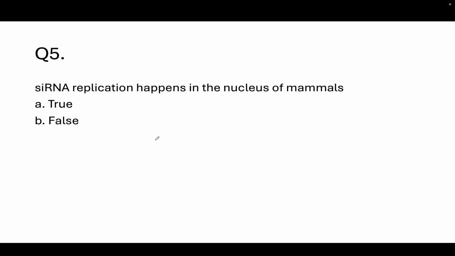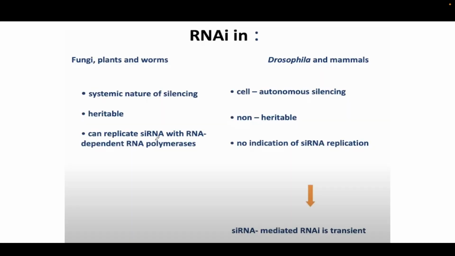Okay, let's discuss it. RNAi is found in eukaryotes including fungi, plants and worms, or Drosophila and mammals. This is the systemic nature of silencing in the case of fungi, plants and worms, and in the case of Drosophila and mammals, that is higher eukaryotic organisms, it includes cell autonomous silencing.